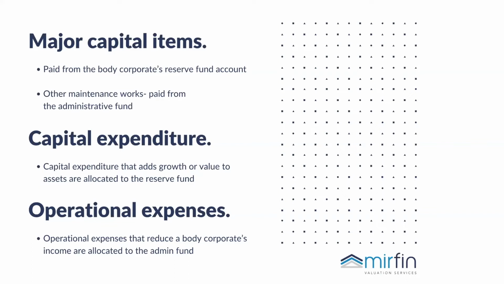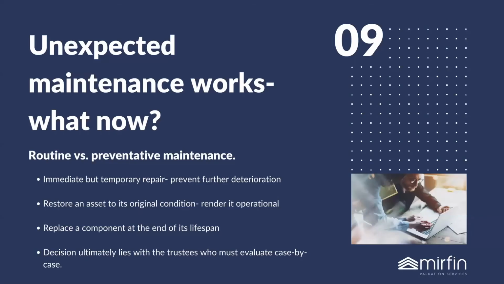Operational expenses are generally defined as those that reduce the body corporate's income and are paid from the admin fund. The body corporate will collect its normal levies every month, and it will pay expenses. Included in those expenses will be repairs and maintenance costs, and that will reduce the normal funds in the administrative fund. It doesn't reduce the funds in the major capital fund, because the funds in your reserve fund are specifically earmarked for big projects that the body corporate has planned for.